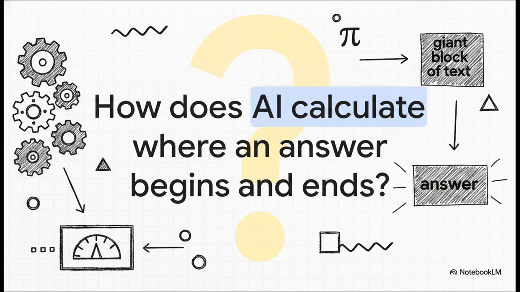at extractive question answering. But before we start messing with the machine's dials, we have to ask a pretty fundamental question. How does the AI actually calculate where an answer begins and ends? Because it doesn't read like you or I do. It relies entirely on heavy-duty math to spot an answer hidden inside a giant block of text.